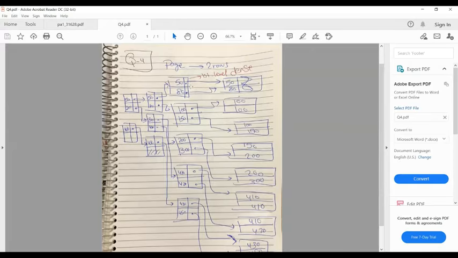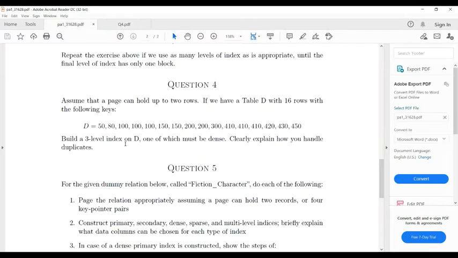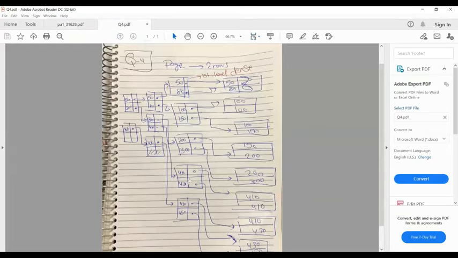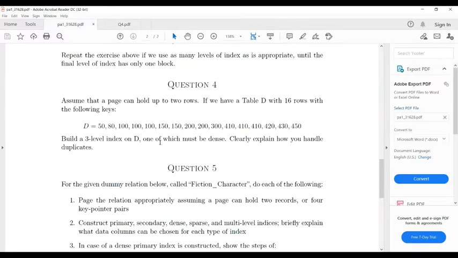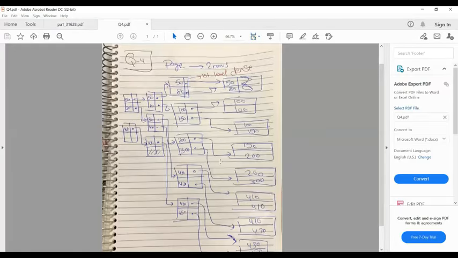Now, going back to the index, according to the question, we need to build our data on a 3-level index, so we have 3 indices. The question stated that one of which must be dense, and as I said before, only the 1st level can be dense. That's why the 1st level here is a dense one. Dense meaning that every single data entry in the pages appears in the 1st level index in this case.